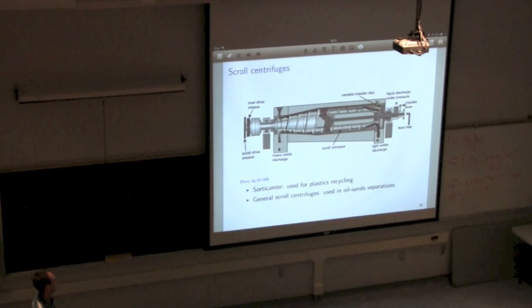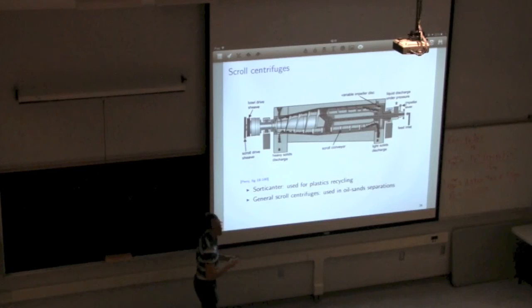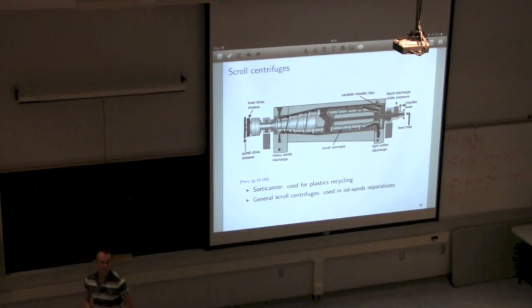So this is the so-called sorticanter because it's doing separations by particle size, the type of sorting, as well as removing the liquid from the solid. So it's doing two things at once. These are also the types of centrifuges you'll encounter in oil sands applications. So let's take a look at that.